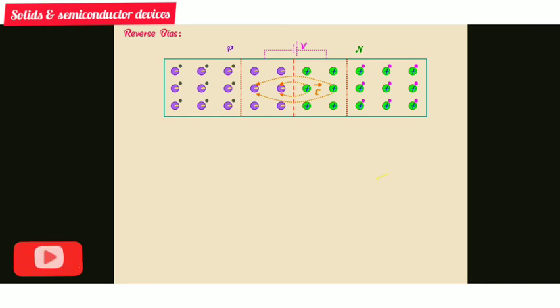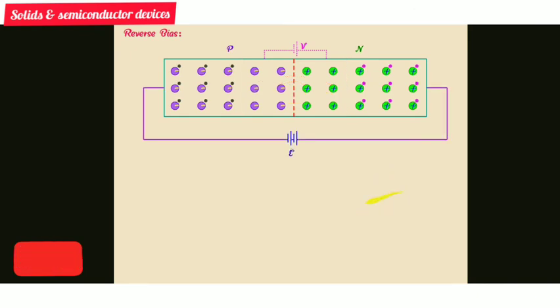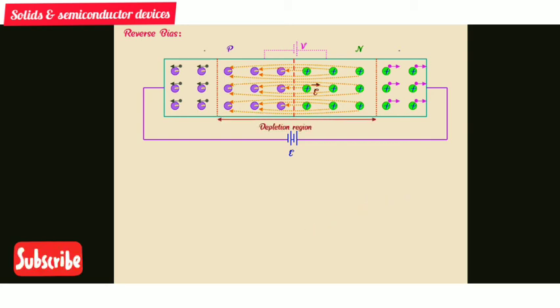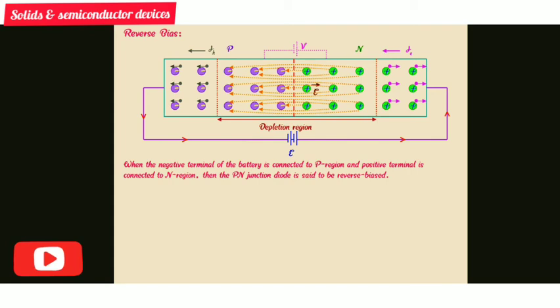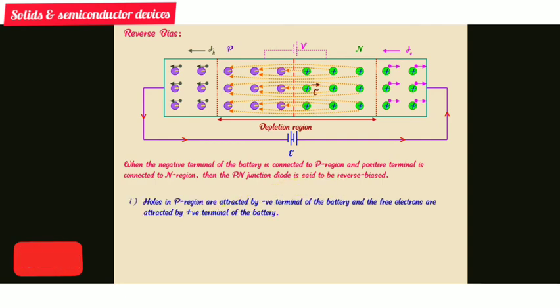Reverse bias. We can see the diagram. Depletion region. When the negative terminal of the battery is connected to the P region and the positive terminal is connected to the N region, then the PN junction diode is said to be reverse biased. First, holes in the P region are attracted by the negative terminal of the battery and the free electrons are attracted by the positive terminal of the battery.